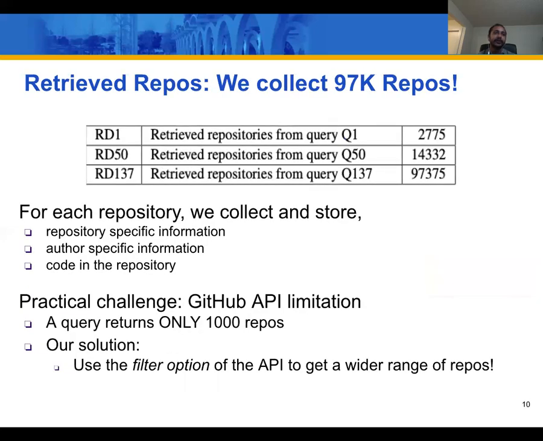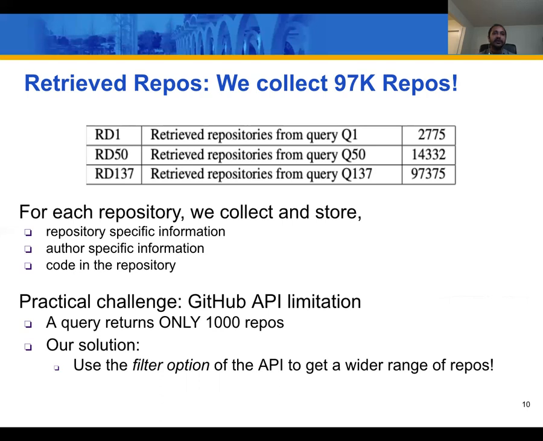So how do we collect these repositories? We search with these keyword sets in GitHub with the GitHub search API. And for each repository, we collect and store repository specific information and author specific information. And we have also downloaded the project folder.